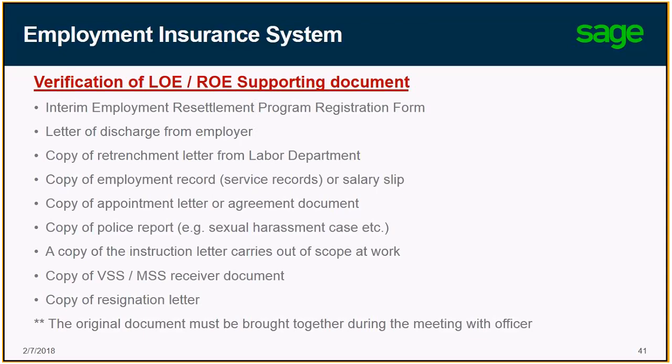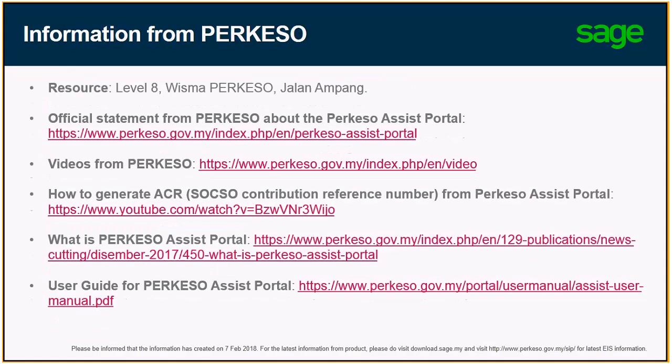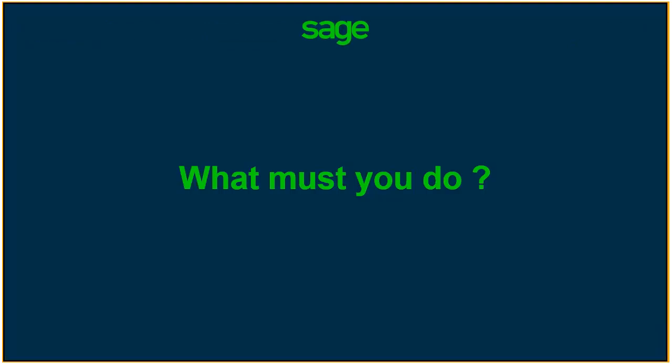So the original document must be brought together during the meeting with the officer. Now, if you want more information, you could also look at a number of websites that have been made available. There are videos, there's a step-by-step guide, and also you could go to the resource center at level 8 Wisma Perkasa, Jalan Ampang. Now, as an employer then, what must you do?